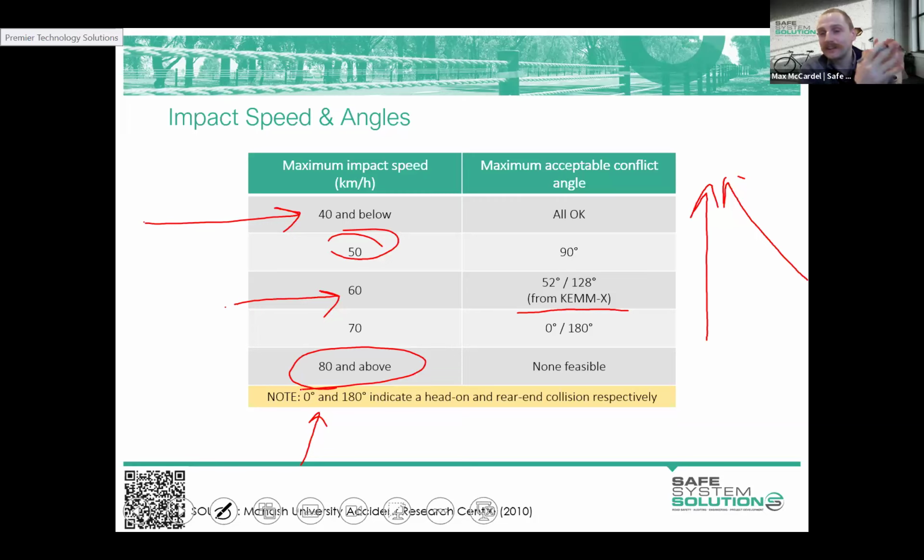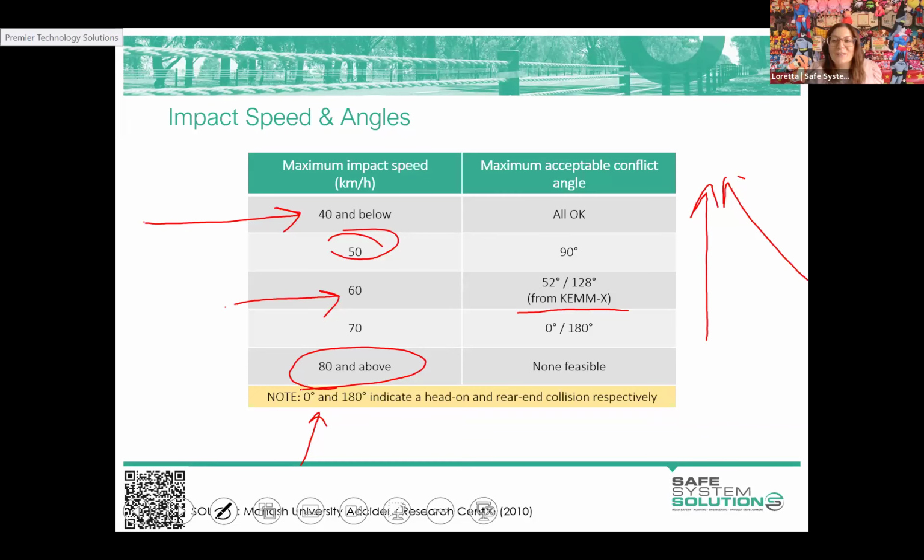So these are all intersection crashes. So we're not considering other mode users in there. So this isn't collisions with pedestrians or cyclists or anything like that. This is vehicle-to-vehicle collisions and those impact speeds and angles.